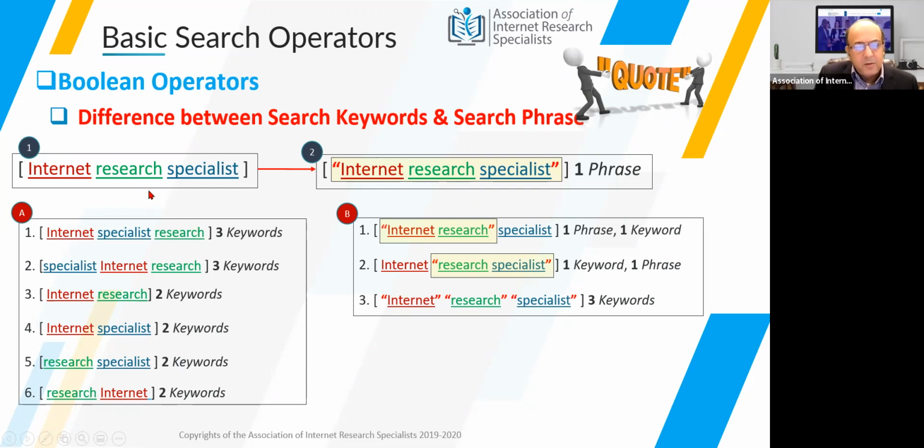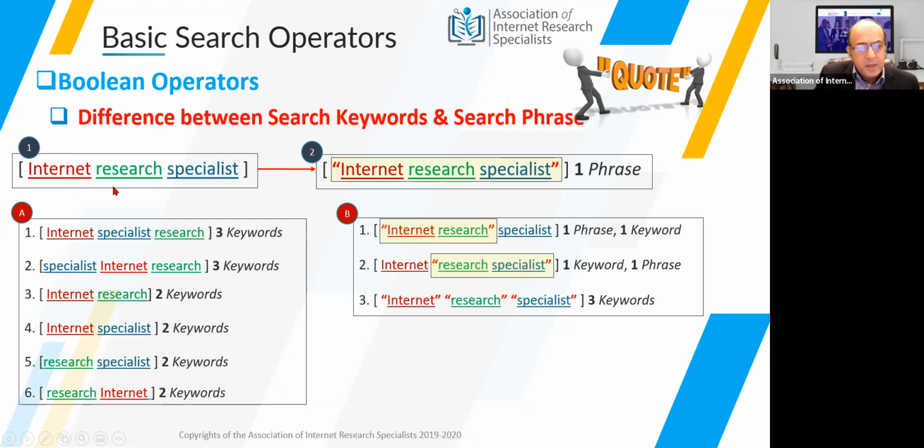The understanding of how the search engine is going to react to it is what we will learn now. So let's suppose we have in the first one these three words, internet research specialist, and these are not placed within quotation marks. Some of the things that will happen are shown here as 1 through 6.